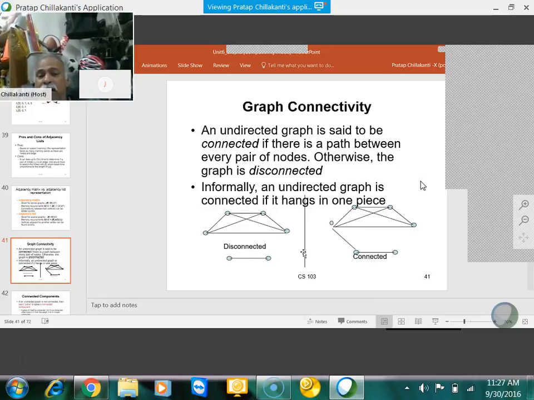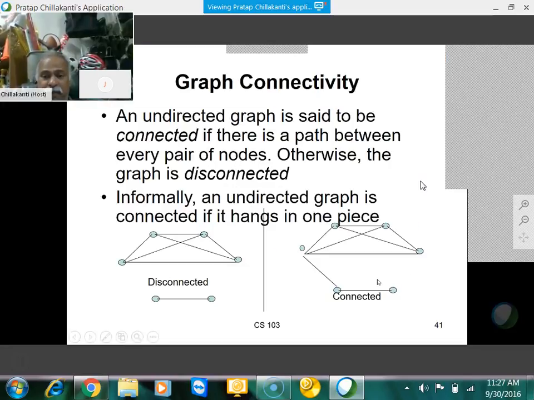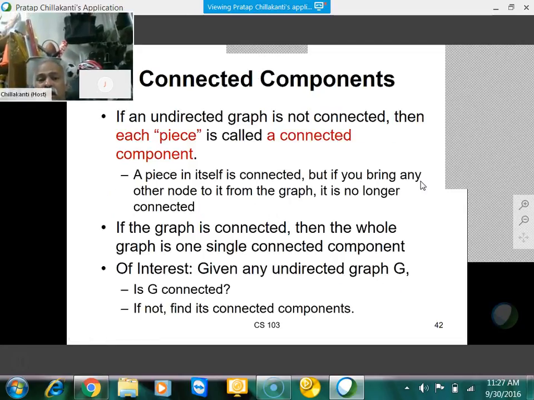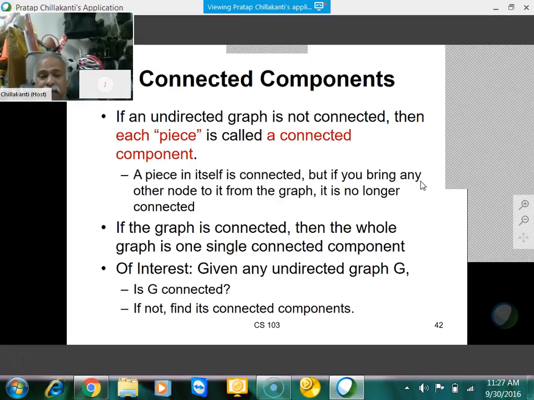Now, if it is all connected, meaning you can traverse from anywhere to anywhere, there's a path, then we call it a connected graph. So, in an undirected graph which is disconnected, each piece is called a connected component. Now, the moment you connect those two, it is no longer disconnected because it is one big graph. That is what the second bullet says.